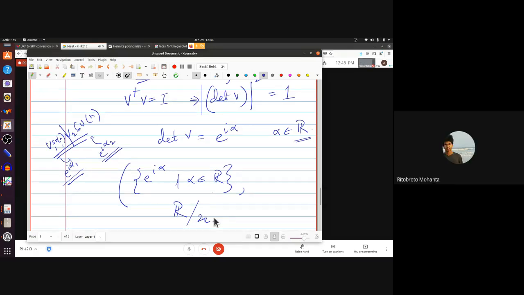Sir, we can just define it from S1 only. Then it would become 1. This is actually S1. R quotiented by 2 pi is exactly what S1 is, S1 being the circle. So instead of saying this, if you just said all Z belonging to C, where mod Z is 1, that's what you really meant, right? That's really the circle S1.